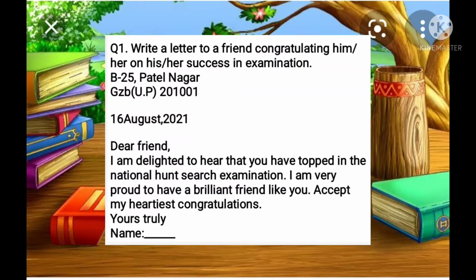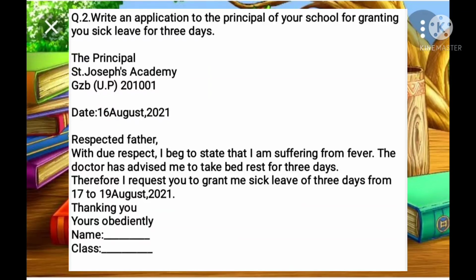Then you have to write down the salutation, yours truly. You can also write yours lovingly. Then at the end of the letter, you have to write down your name. Next letter is an example of a formal letter. Here, one letter is given.